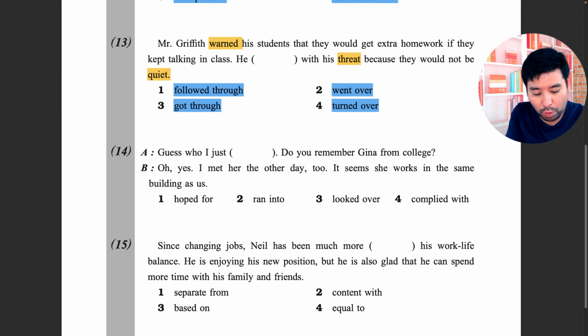And number 4, turn it over. Again, it is a phrasal verb, and it can have different meanings, depending on the context. But I'm going to read some for you.